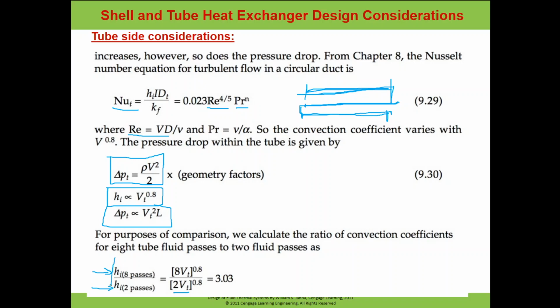So this factor gives you how much will be the increase in the heat transfer coefficient when you change from 2 pass to 8 pass. So it increased by 3 times, 3.03. So it is increased by 3 times. So this is about making a modification in the configuration from 2 pass to 8 pass. It can be done for any number of passes, and we can find how much is the heat transfer coefficient effect.